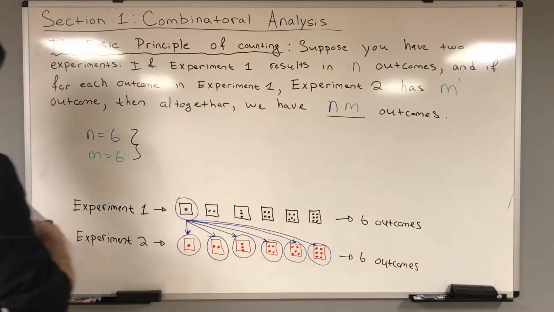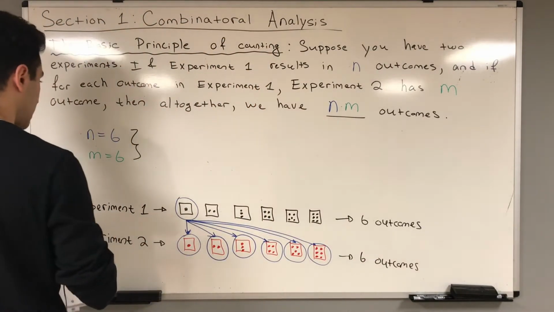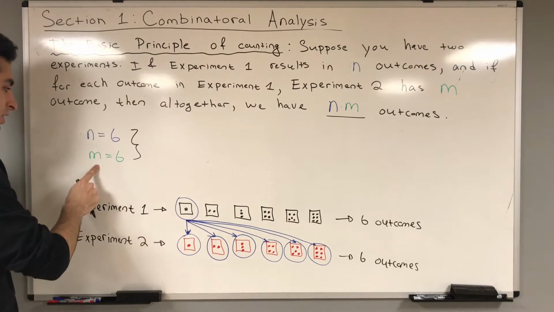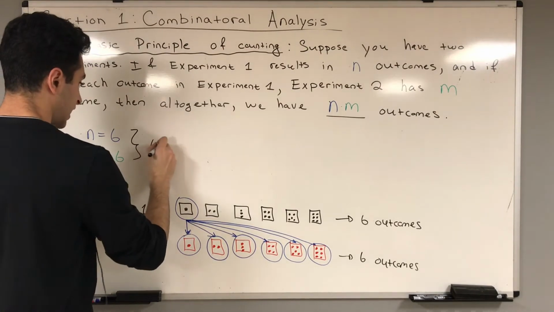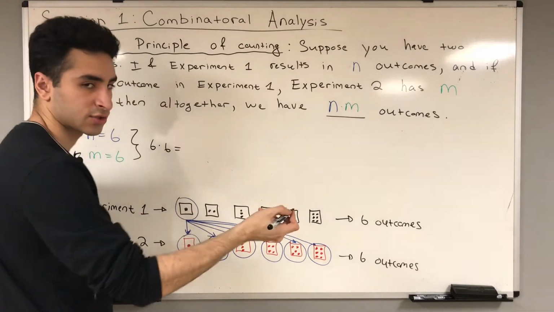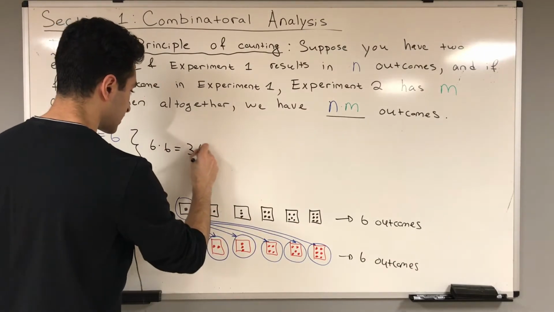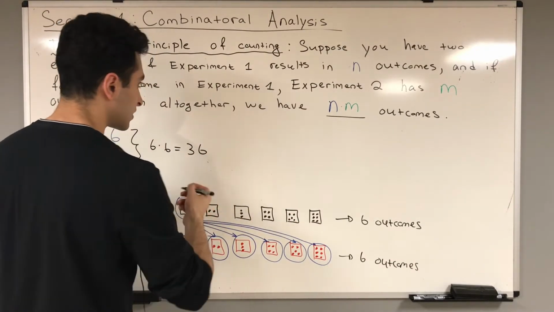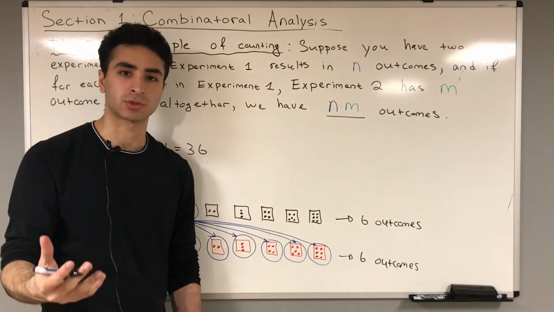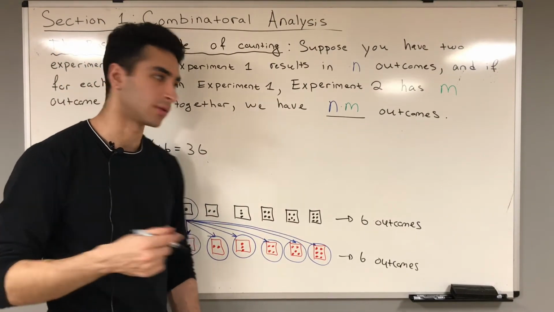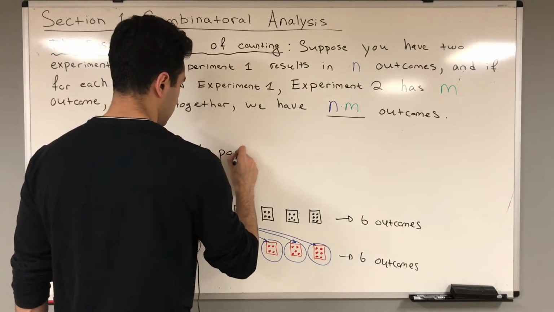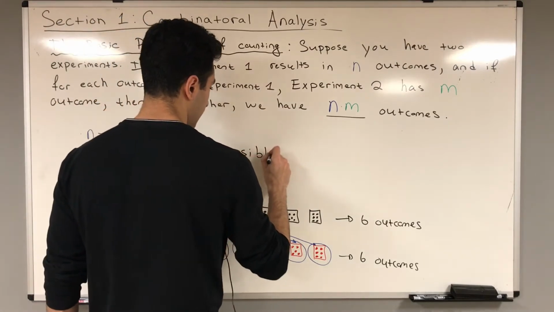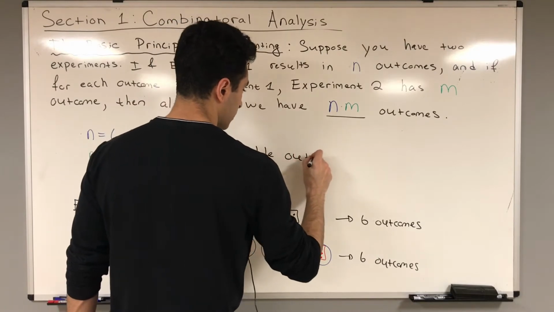So let's do it. Can we multiply n times m? Well, n times m should be 6 times 6. 6 times 6, oh, I know how to do that. That's 36. That's exactly how many outcomes we got before just by listing it out. 36 possible outcomes.